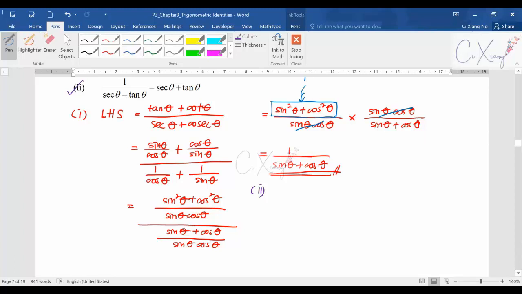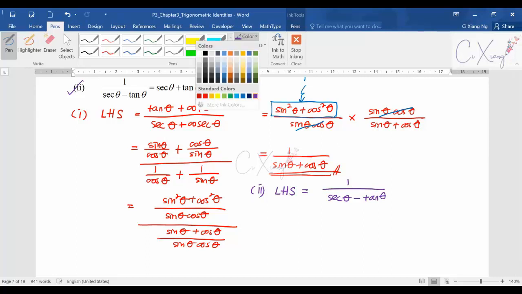So again, if you look at part number 2, for myself, I will study from the left-hand side, because in my opinion, the left-hand side is a fraction. The right-hand side has 2 terms here. To me, when you are having a fraction, it is more complicated than the simple 2 terms. So again, I will start from the left-hand side: 1 divided by secant theta minus tangent theta. There are many ways for you to prove this equation.